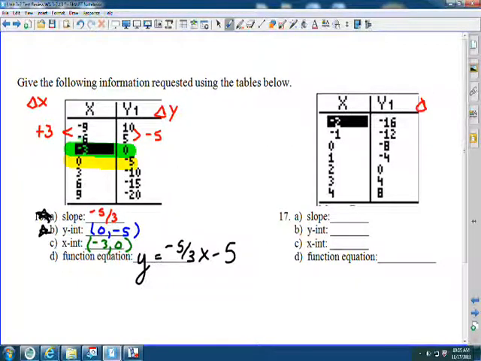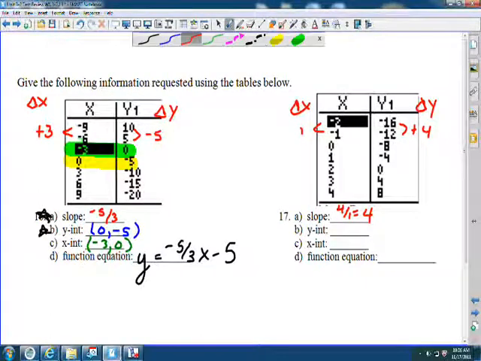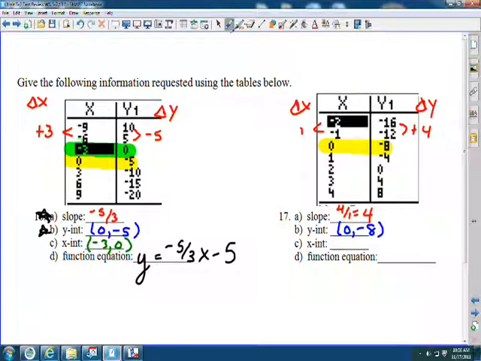The next one, number 17, delta y over delta x. This is +4 over 1. My slope is 4 over 1, which is 4. Well, again, my y-intercept is in my table. Here it is. I have 0, -8. My x-intercept, there it is with the green, which is 2, 0. For my equation, I need my slope and my y-intercept. Y equals 4x minus 8.